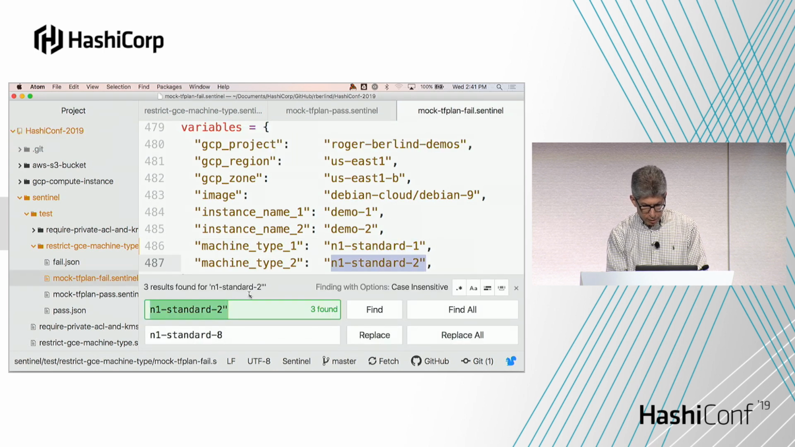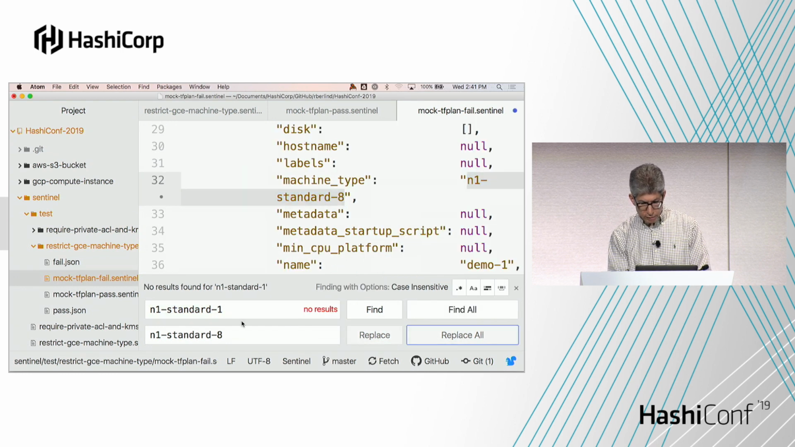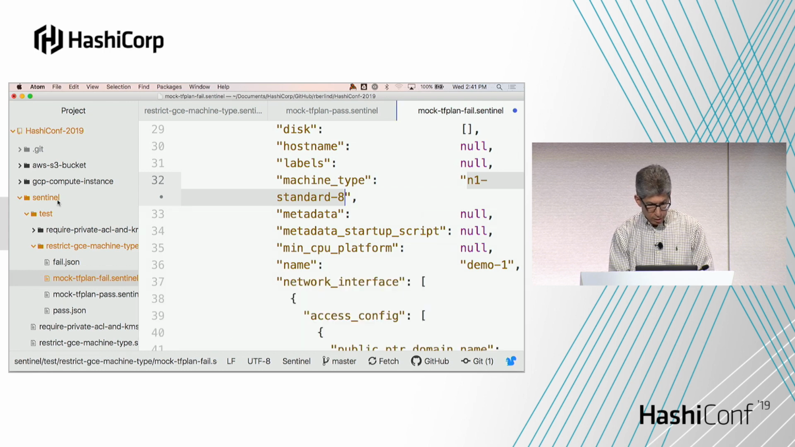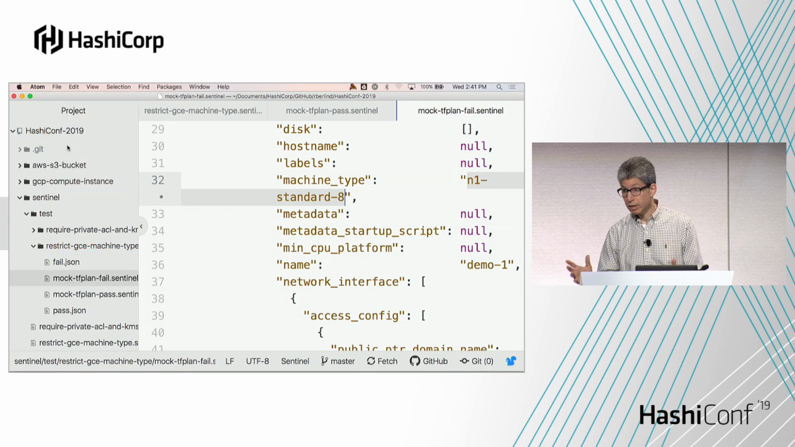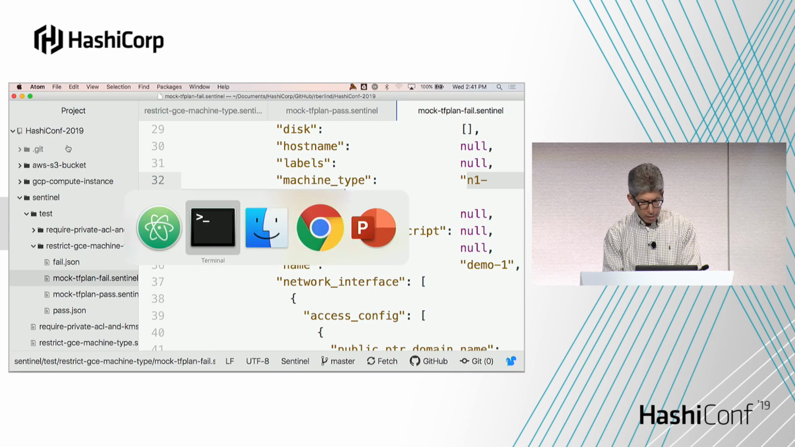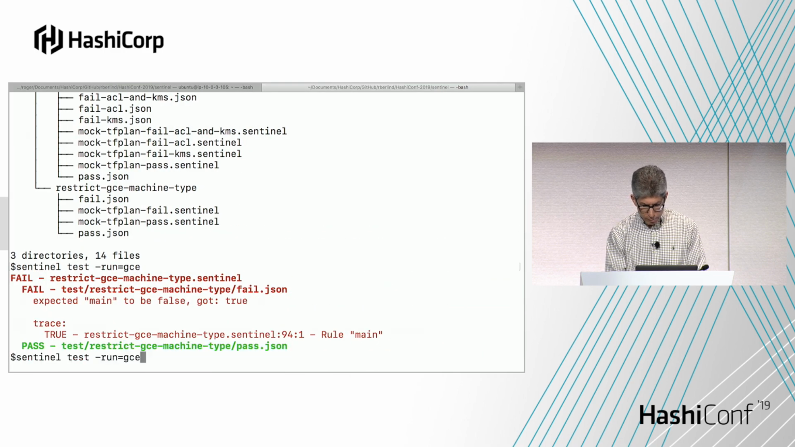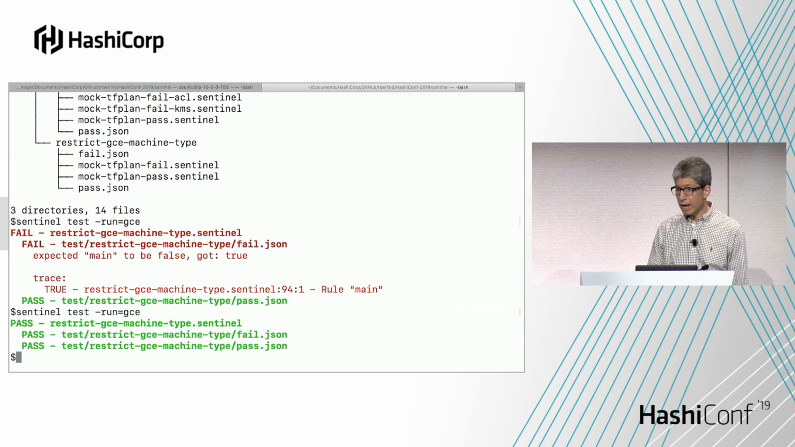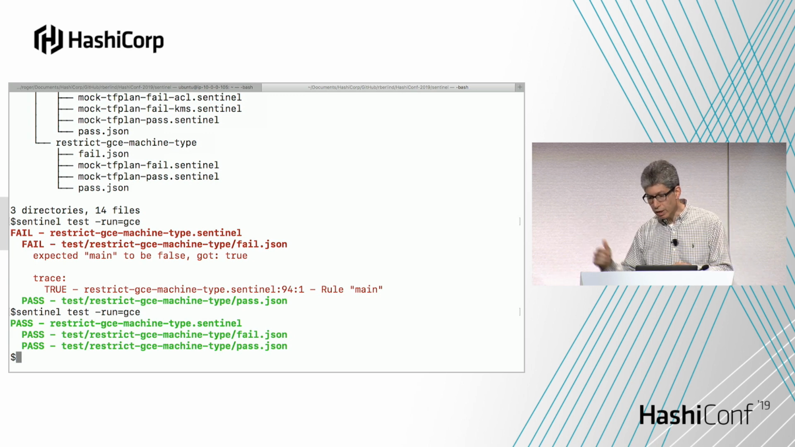Let's do a find. It doesn't really matter which one I do. There's 3, so I'm going to replace all instances of N1 standard 1 with N1 standard 8, and then save this file. In other words, I am now using a value that's not allowed in my fail mock. So now when I go back and rerun that same command, both test cases are passing. The fail one is passing because the main rule is returning false.